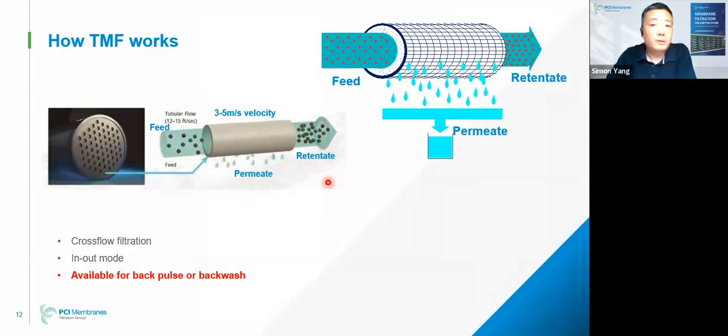Like other tubular membranes, in-out mode and cross-flow filtration is typical for TMF. The liquid is fed into the membrane tube with 3 to 5 meter per second velocity. Clear liquid passes through the membrane and substrate layer to form filtrate. On the other side, retentate goes out of the tube and forms a concentrated stream.